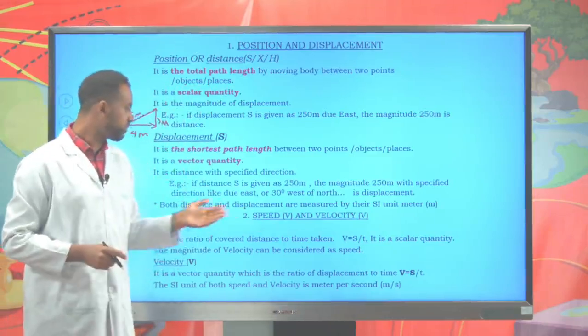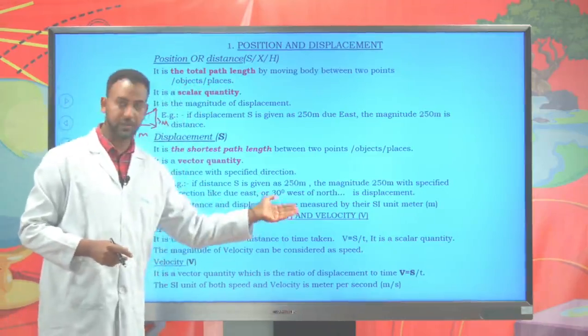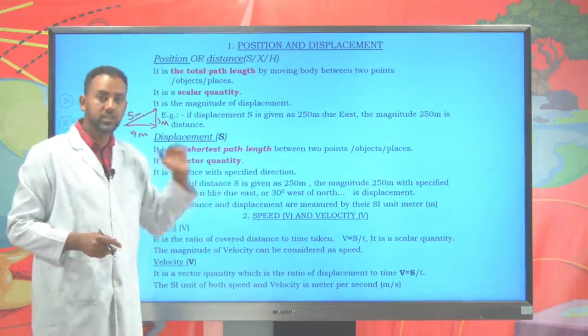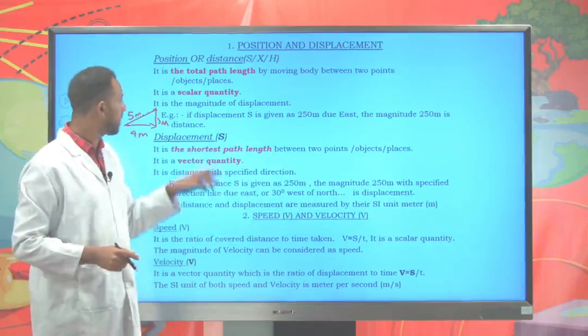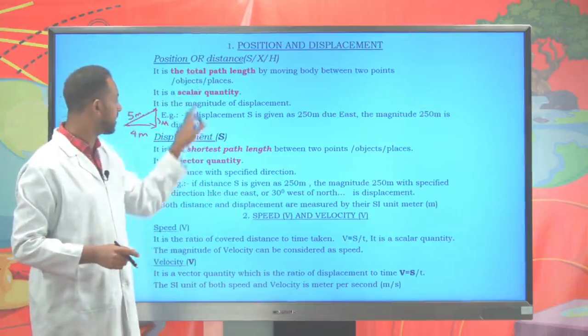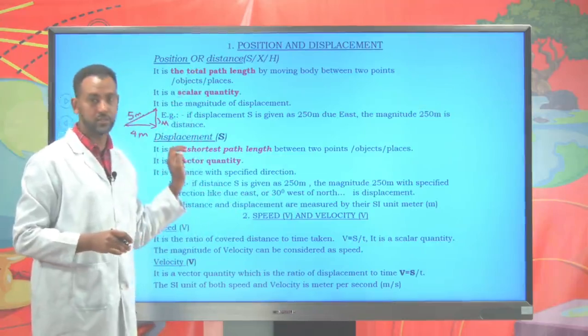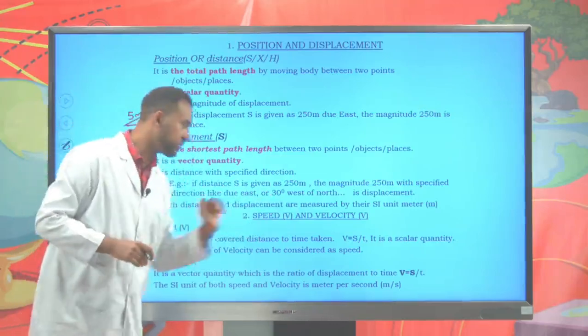And the other parameters are speed and velocity. Speed is a ratio of distance to time. Because we have said that distance and displacement have a difference: this one is a scalar quantity, this is a vector quantity. The same is true for speed and velocity.